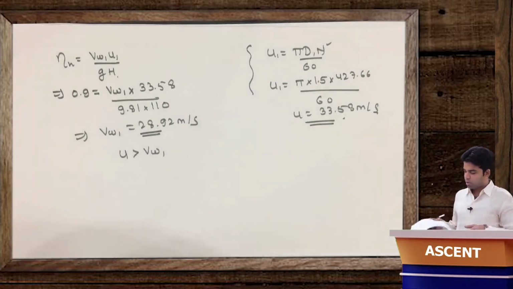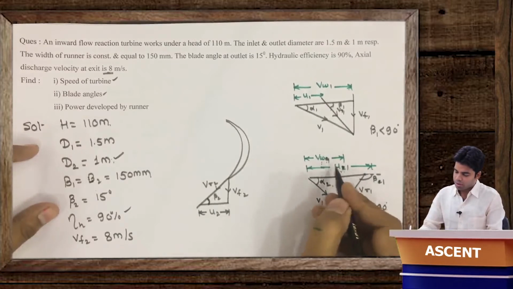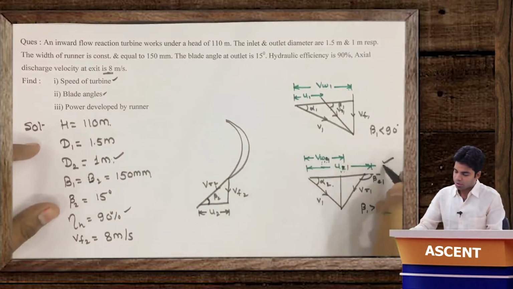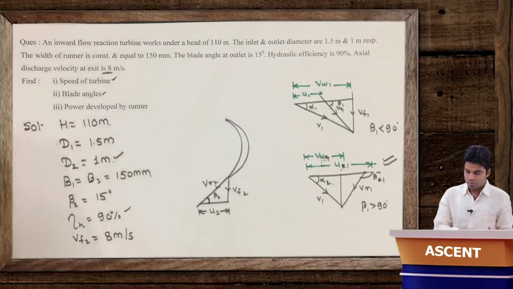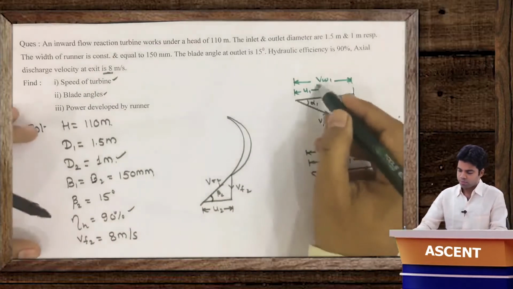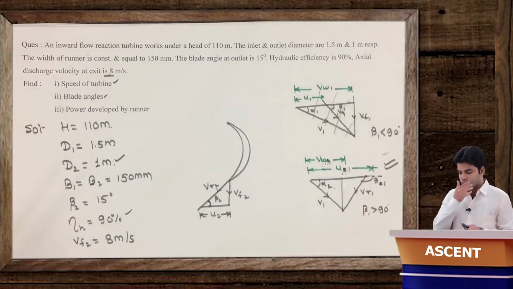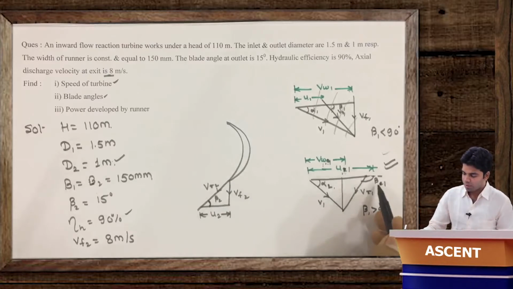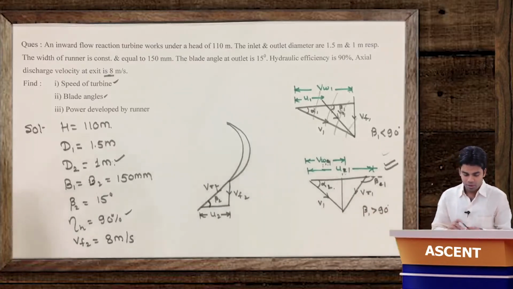Okay, so what will be our final inlet velocity triangle? Since u1 is greater than vw1, our inlet velocity triangle will be like this. Okay, so we can cancel this out. Okay, this is our inlet velocity triangle. Getting this? Okay, now once you have this, you can determine the value of beta 1. Blade angle you have to determine, inlet blade angle. Okay, now how can we determine the value of beta 1?